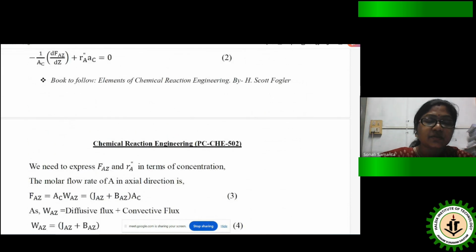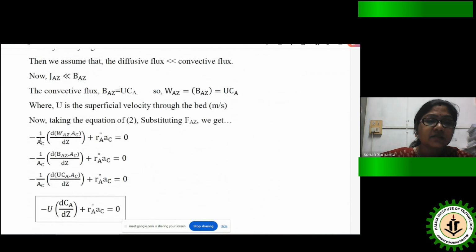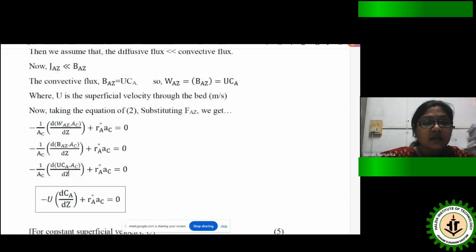So substitute that FAZ here in that mole balance equation, what we will get? Minus 1 by AC equals to d of WAZ into AC by dz plus RA double prime AC equals to 0. So what is WAZ? We take WAZ as BAZ. So BAZ into AC by dz plus RA double prime AC equals to 0. Now, what is BAZ? Consider that BAZ is U into CA.